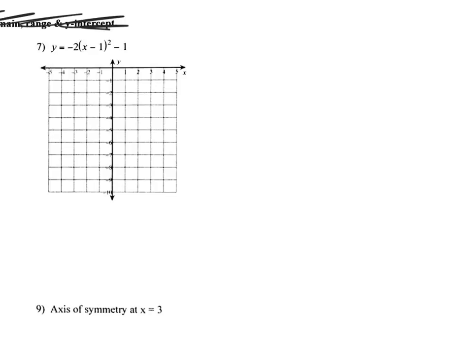So remember, this right here is called vertex form, which means it's going to give us the vertex. Inside's the opposite, so since it says -1, I know that's going to be +1. Outside's the same. Inside's opposite, outside's the same. So the outside is going to be -1. There's my vertex, (1, -1).